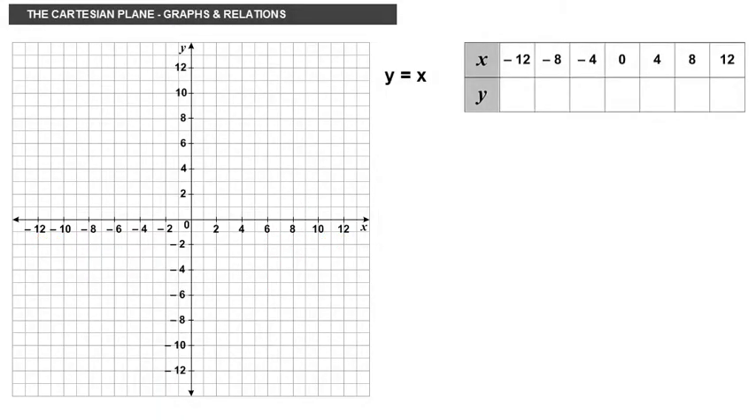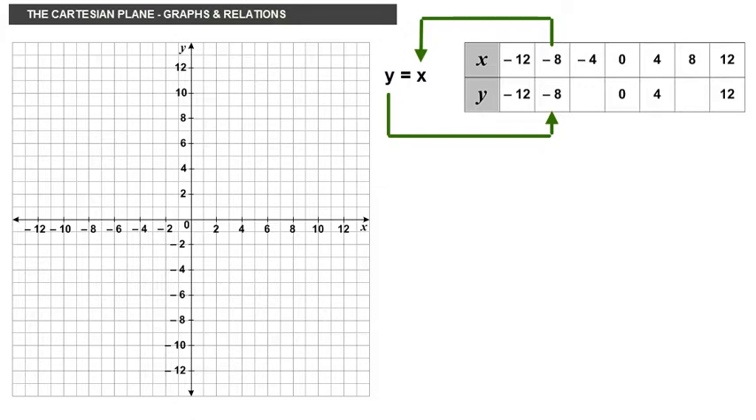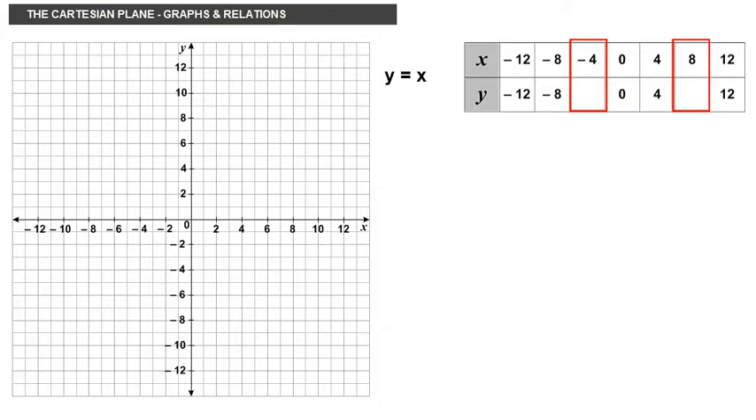Next, take each of those x values and put it into the relation to obtain the corresponding y values. The relation stated here is a simple one where y simply takes the value that x has. When we put x equals negative 12, y equals negative 12. When x equals negative 8, y equals negative 8, and so on. But I have chosen not to evaluate for x equals negative 4 and 8, though the answer is obvious. You shall see why later.